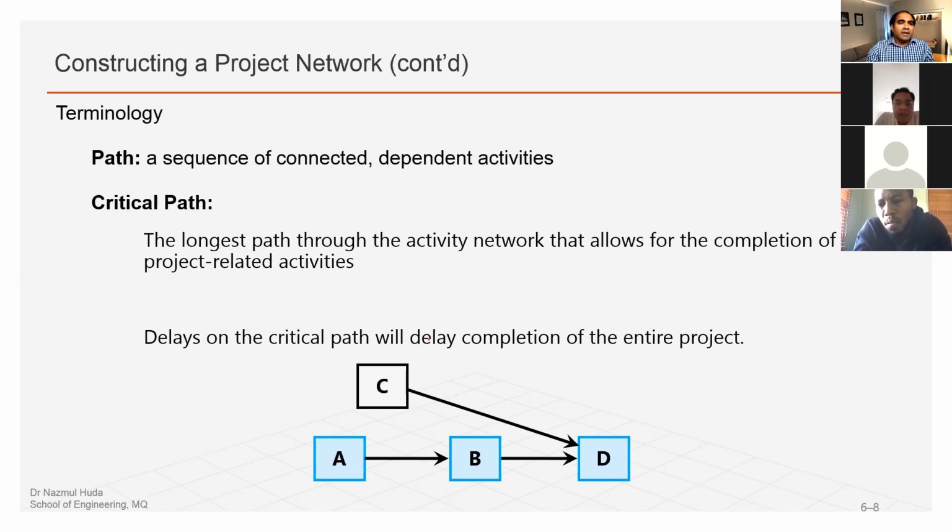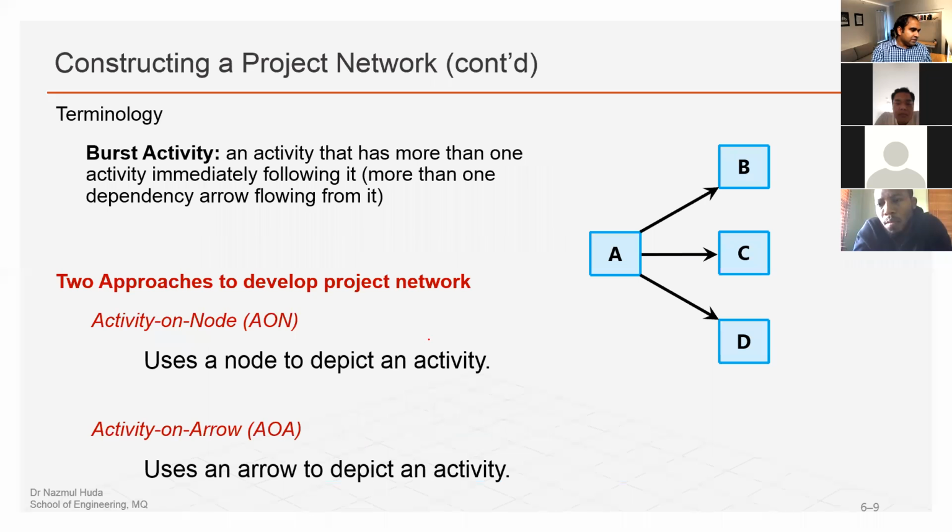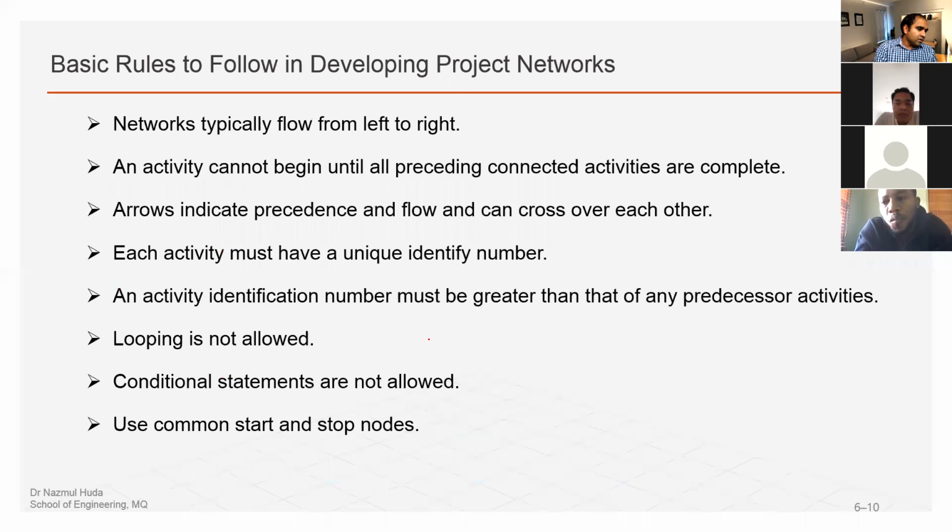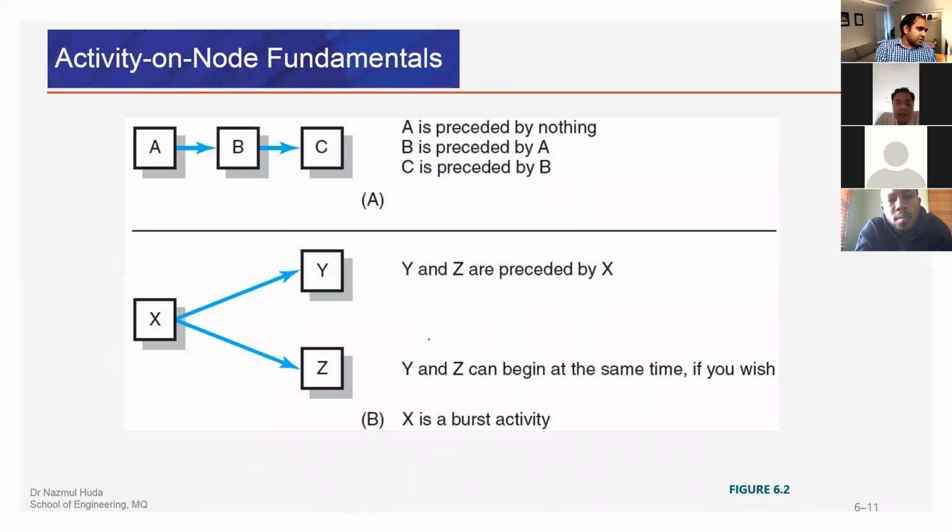Now, we already discussed this slide in our previous lecture. What is critical path? The longest path along the activities that allows the completion of all project-related activities. Then the next is activity on node, activity on arrow. Out of these two approaches, we followed the activity on node. Burst activity is if any activity is bursting into multiple activities. Then we discussed activity on node fundamentals.